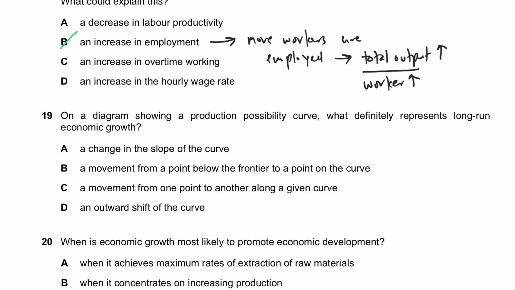In question number 19, they say on a diagram showing the PPC, the production possibility curve, what definitely represents long-run economic growth? Long-run economic growth is simply shown by an outward shift of the PPC. So D is the right answer. Whenever we show economic growth, there won't be a movement along the curve, but there will be a shift of the curve to the right.